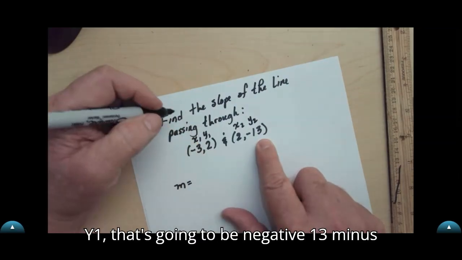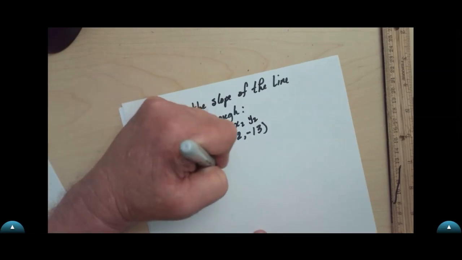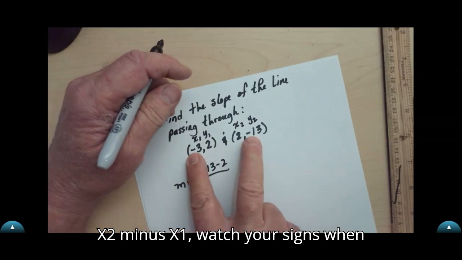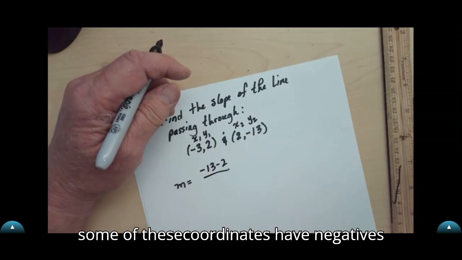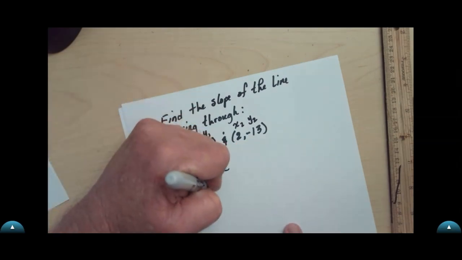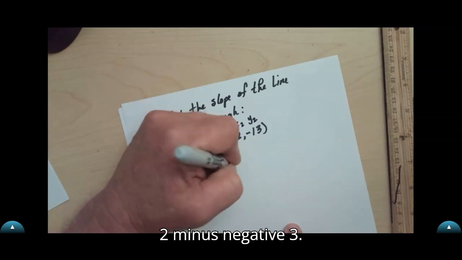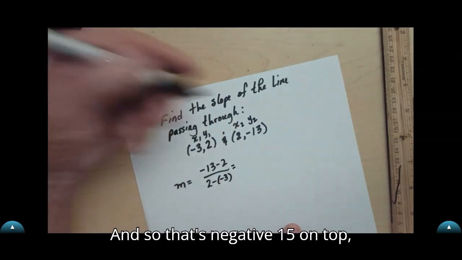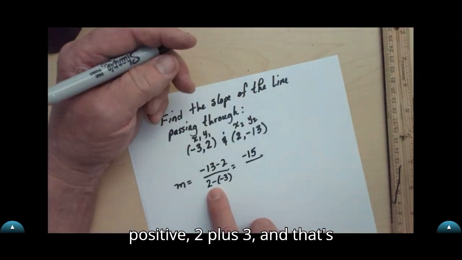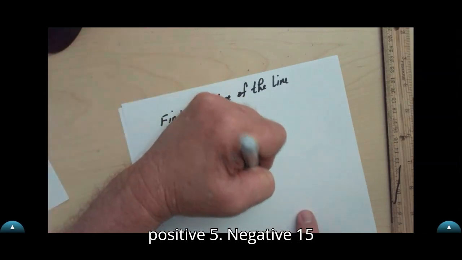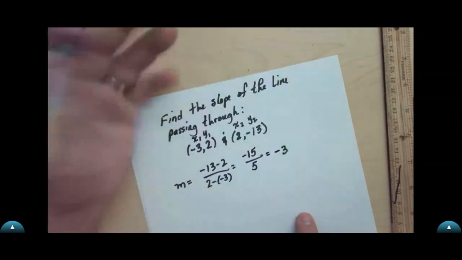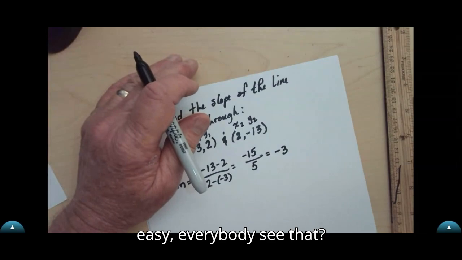y2 minus y1, that's going to be negative 13 minus 2. x2 minus x1, watch your signs when some of these coordinates have negatives in front of them, right? x2 minus x1 is going to be 2 minus negative 3. And so that's negative 15 on top. But 2 minus negative 3 is really 2 plus 3, and that's positive 5. Negative 15 divided by positive 5 is negative 3. That's the slope of that line. Super easy. Everybody see that?